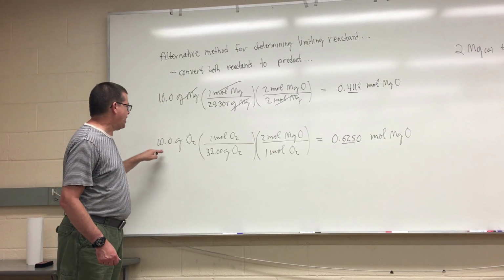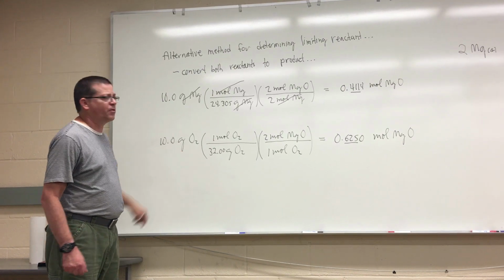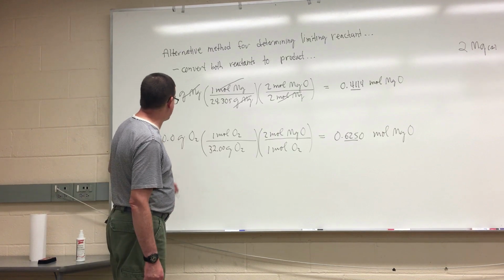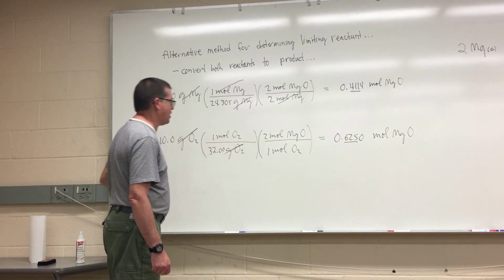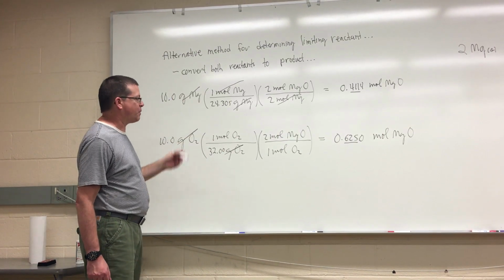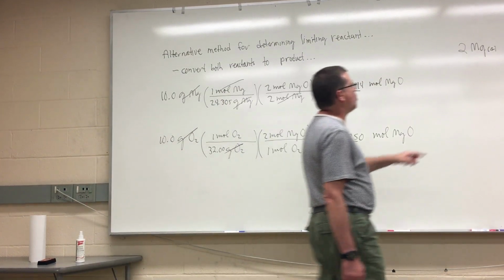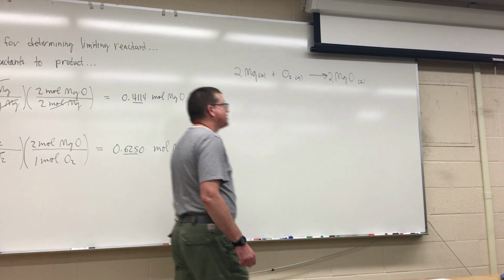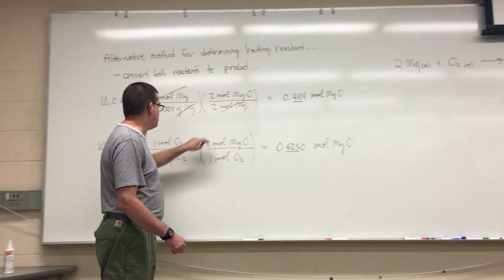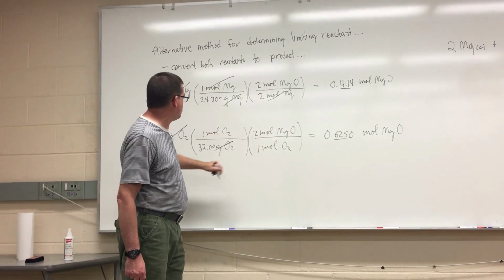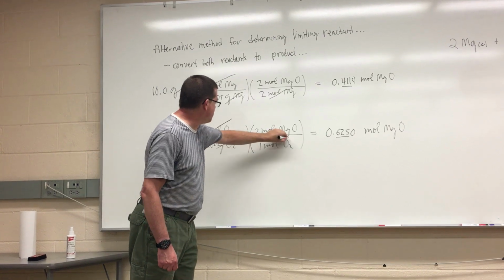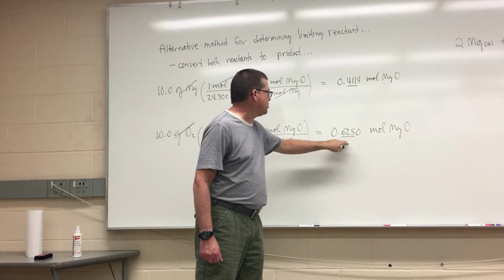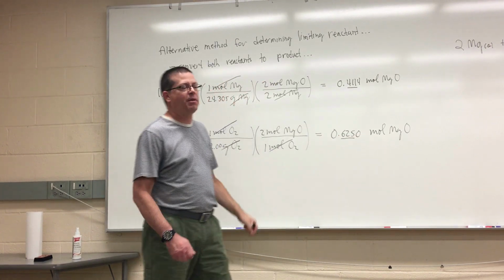Now let's go ahead and do the same calculation for oxygen and see what we get. Starting out with my 10 grams of oxygen, I'm going to convert that to moles. So grams of oxygen cancel. I'm going to use my mole bridge. I know that for every 1 mole of O2, I'm going to make 2 moles of magnesium oxide. Hence my ratio of 2 moles of MgO to 1 mole of O2. Moles of O2 cancel top and bottom, and when I work this out, I get 0.625 moles of magnesium oxide.